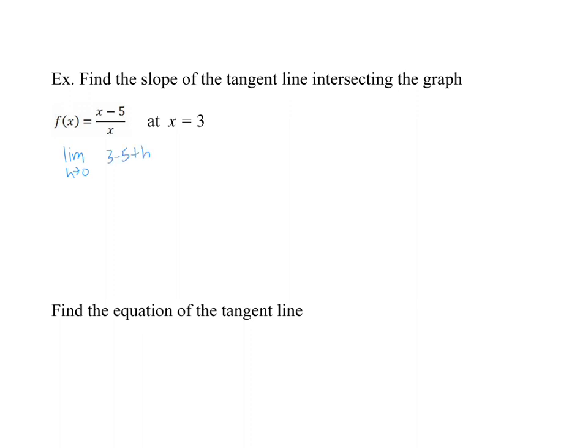Right, because remember we're doing x plus h. And then on the bottom we're going to have 3 plus h. Right, we don't have the -5, but we still plug in the 3. Then for our second one, that's the easier one. F of x is just plugging in the 3, so 3 minus 5 is, I'll write it out before we simplify, so we have 3 minus 5 over 3, and that's it.